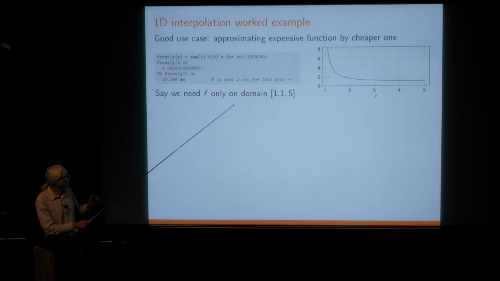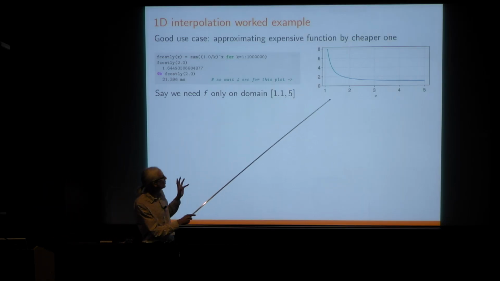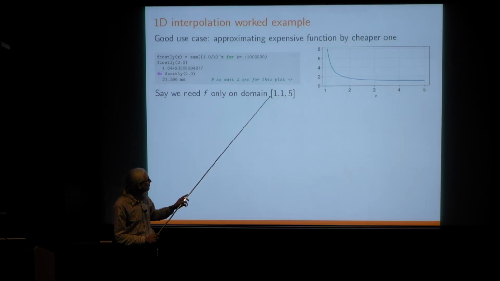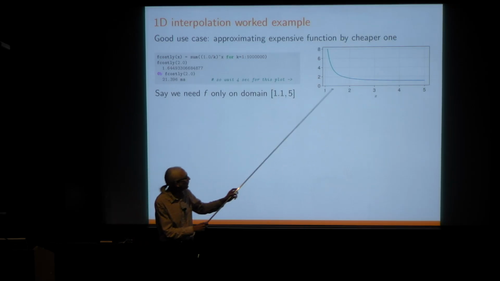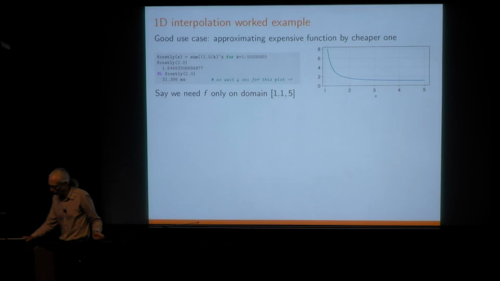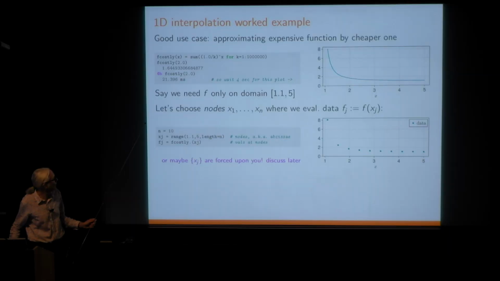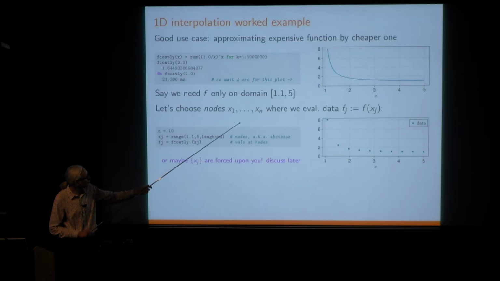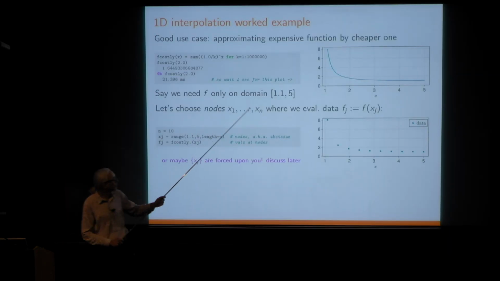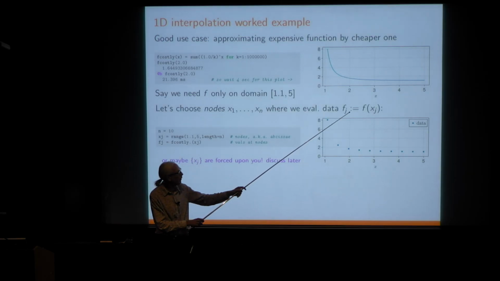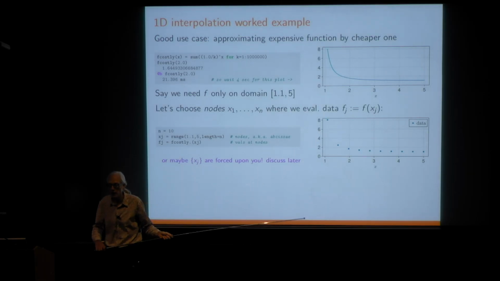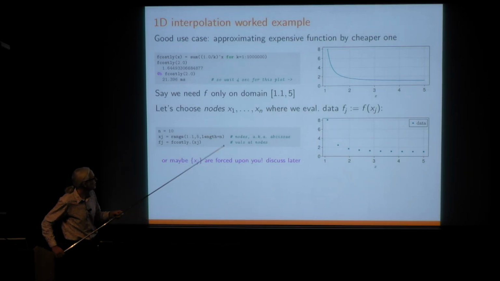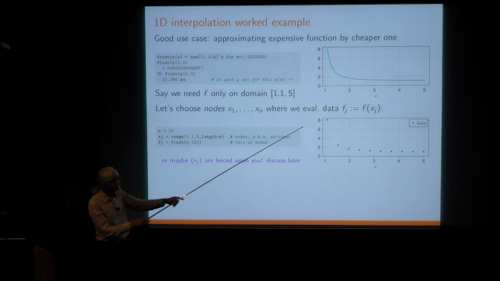Yeah, you're going to want to read the code. So just to be concrete, we want this function between 1.1 and 5. That's what that plot shows. It looks sort of well behaved, right? So let's choose some nodes, x1 to xn, and evaluate that function at those nodes and see what we can do with those. So here's the data, if you like.